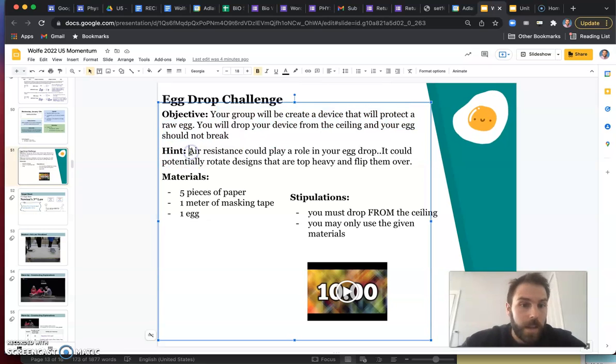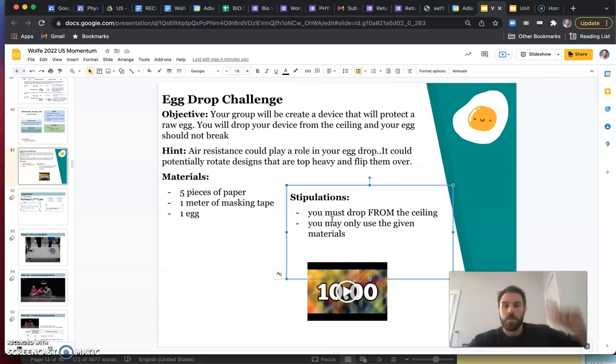A hint is air resistance could play a role in your egg drop. It could potentially rotate, which is another thing to think about in terms of how you end up making your design. Your materials, you just get this: 5 pieces of paper, 1 meter of masking tape, and 1 egg. That is all you get for your materials, and you have to drop the egg from the ceiling.